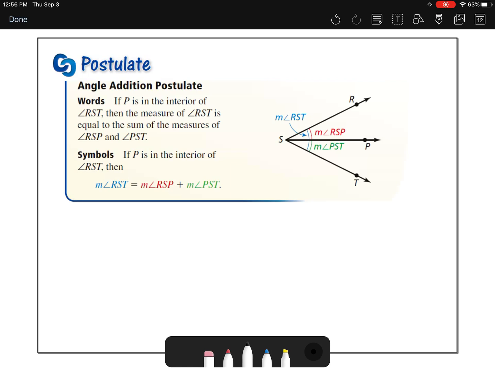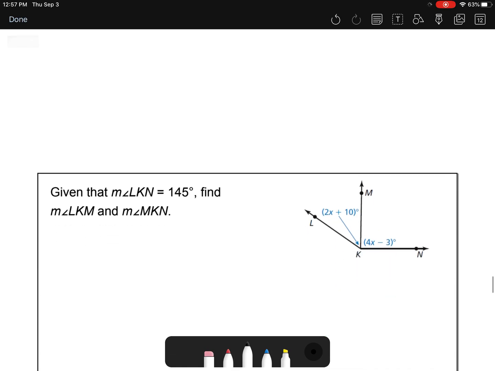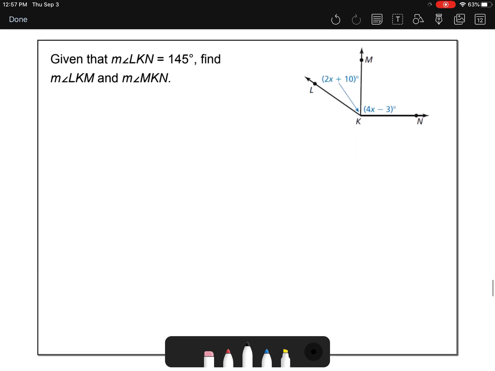Okay, now, angle addition postulate. Much like the segment addition postulate, all this means is if you have a big angle and you put a ray in between it, then the smaller two angles that make up the big one, if you add them together, you're going to get the big one.